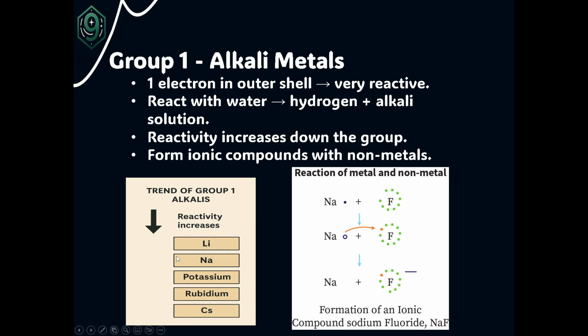Why? Because the outer electron is further away from the nucleus and less strongly attracted, so it's easier to lose. These guys always form the +1 ions in compounds like Na+ or K+. You'll see that a lot in exam questions. And here's a little diagram showing you the electron being transferred to make an ionic compound.